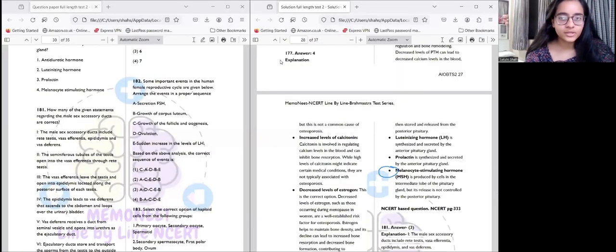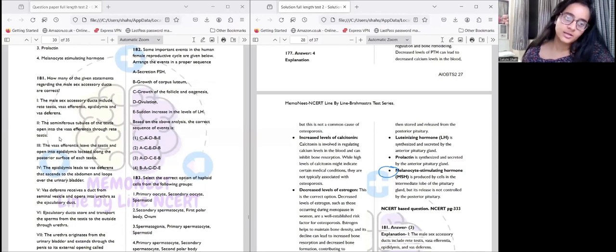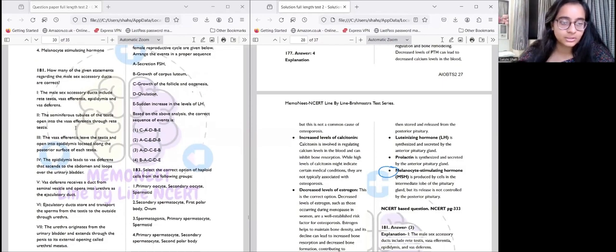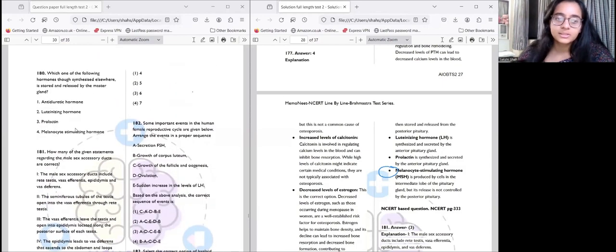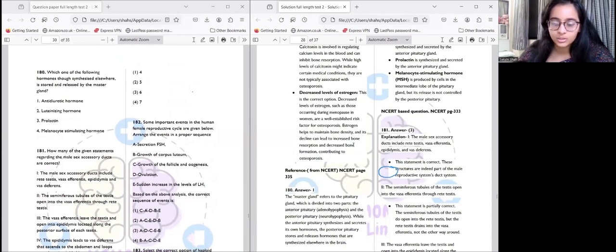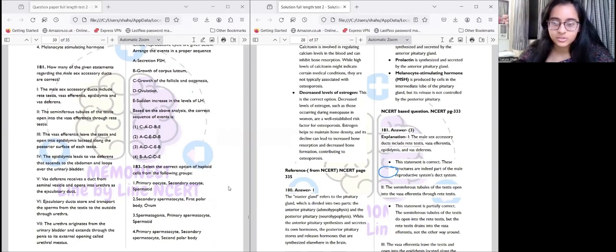Okay, so now let's go to question number 181. The question states, how many of the given statements regarding male accessory ducts are correct? First, the male sex accessory ducts include rete testis, vasa efferentia, epididymis, and vas deferens. Then the seminiferous tubules of the testis open into vasa efferentia through the rete testis. See, there are too many statements. Let me just focus on the correct option. So there are how many correct statements, and we'll read them out. So the answer is option number 3, which is 6 correct statements. And there are 7 options. So let's see which one is the incorrect option.